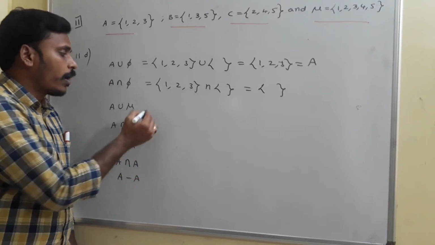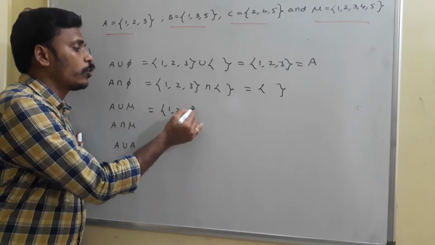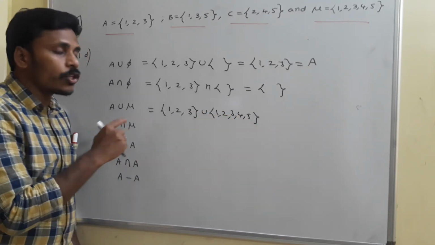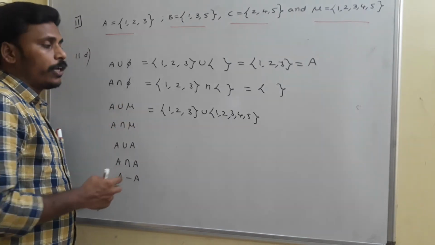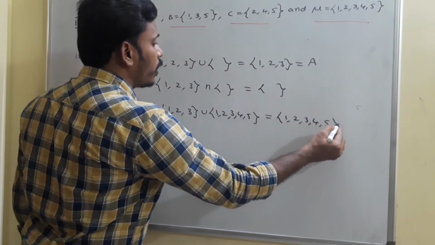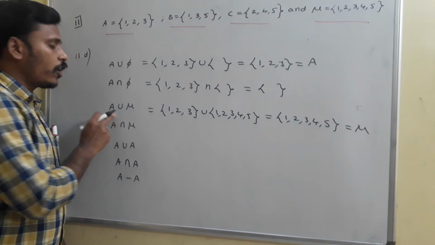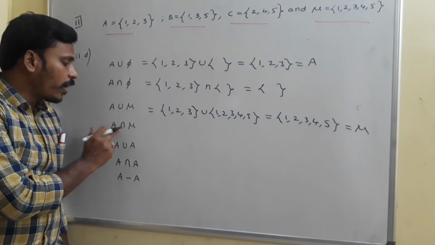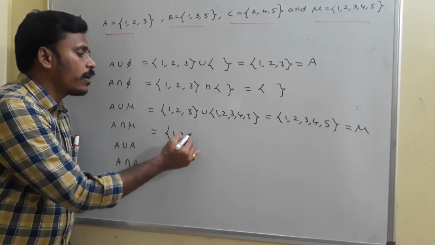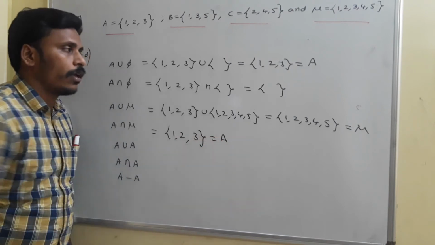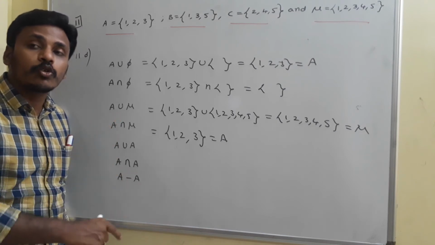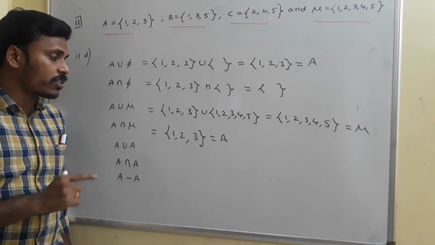Whereas A union mu: A contains 1, 2, 3, and union with mu means 1, 2, 3, 4, 5. In this case union means all the elements together I need to mention. Mu is the universal set, it contains the maximum elements. So for A union mu, you will get mu only. And for A intersection mu, intersection means list out the common elements, and the common elements for sure are the elements of A. Because A is smaller when compared with mu, all the elements of A are there in mu, so A intersection mu is just A.